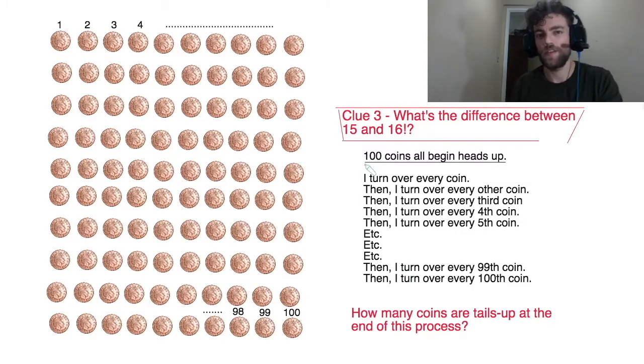Okay, here comes the third and final clue. What is the difference between coin 15 and coin 16? The reason I picked these two coins is one of them ends heads up and one of them ends tails up. Try and think about why that is, and you might be able to solve this problem. And so as ever, I encourage everybody to pause the video and have a think about it by themselves in 3, 2, 1, now.